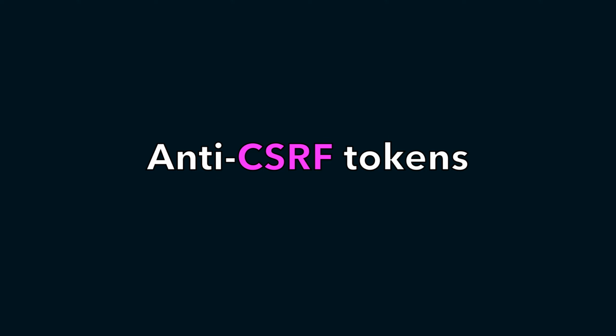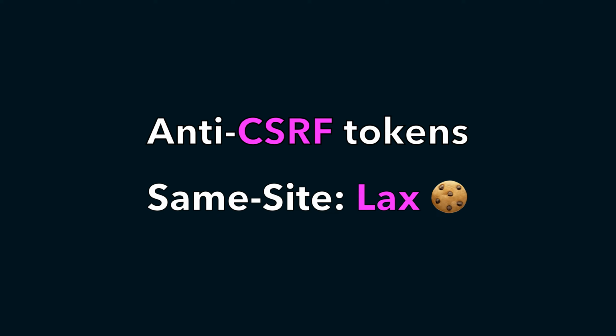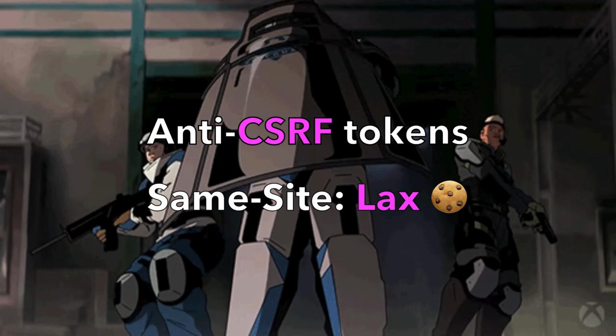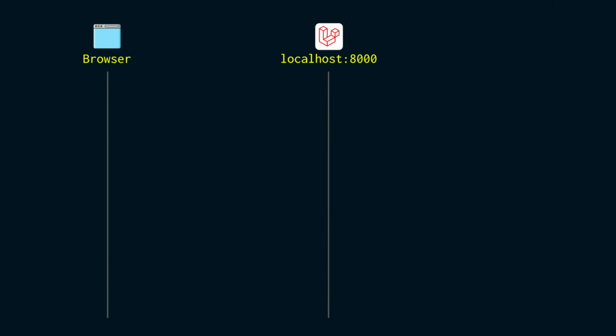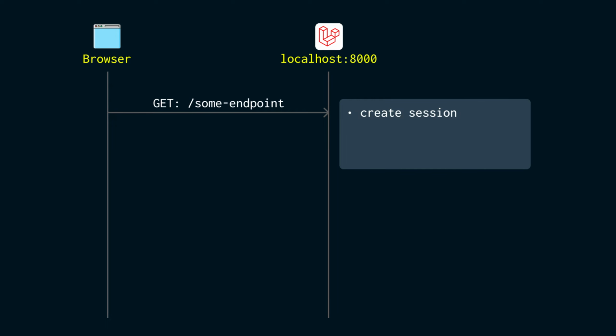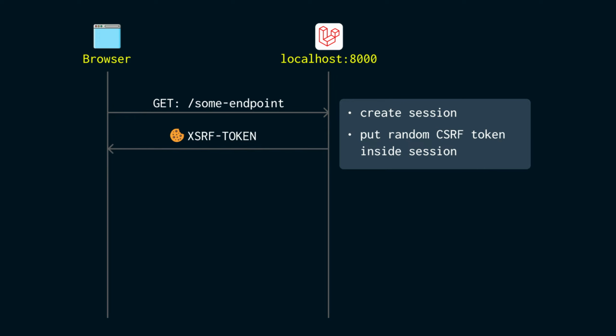These not only guard us against this specific scenario, but also team up with the same site lax cookie for added CSRF protection. Here's how it works. When the initial request to our Laravel app is made, a session is created. Inside that session, Laravel will put a randomly generated token. That same token is returned to the browser as an encrypted cookie, also known as the CSRF token cookie.